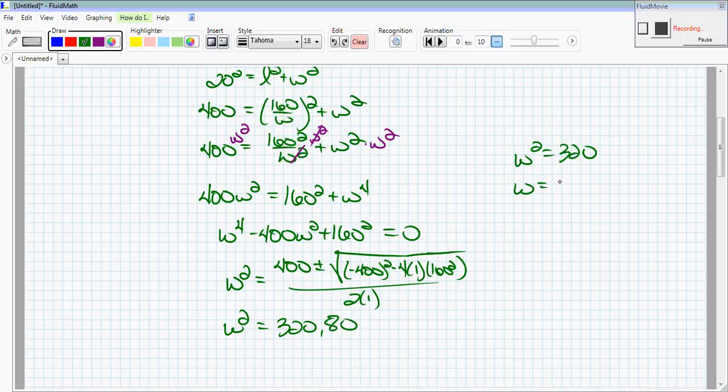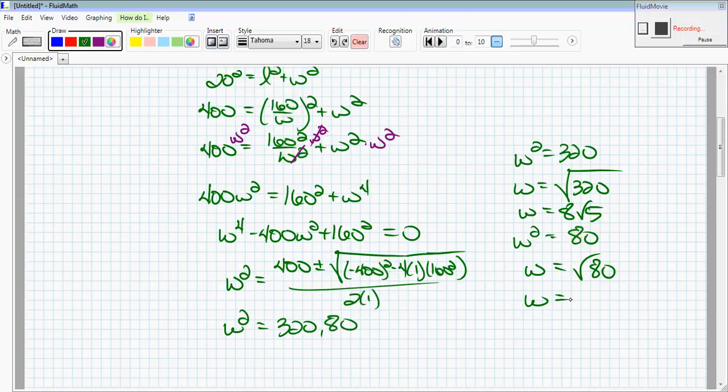So W equals, normally it would be plus or minus, but the fact that it's dealing with a length, the width is not going to be negative, and we have W squared is equal to 80, so W equals the square root of 80. 320 is divisible by 64, so in this case width is going to be 8 root 5, and in this case 80 is divisible by 16, so this is going to be 4 root 5.